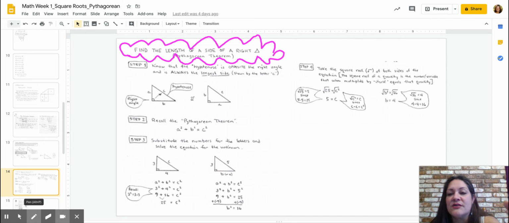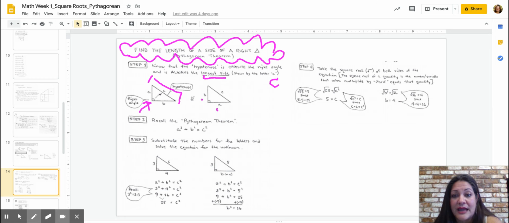All right. So step 1, know that the hypotenuse is opposite the right angle and is always the longest side, and that's shown by letter C. Okay, longest side shown by letter C. So over here, here's our right angle. Over here, this is our hypotenuse. Okay, you can switch out A and B. That's okay. But C is always the side that is opposite the right angle.